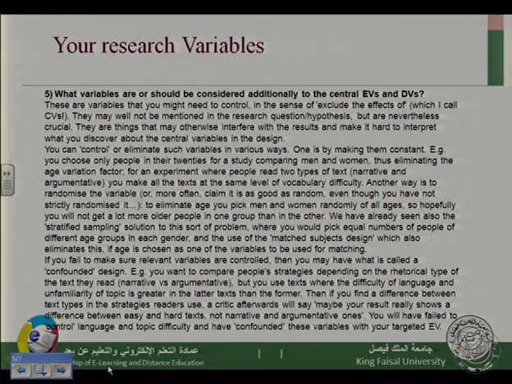Another way is to randomize the variable, or more often claim it as good as random, even though you have not strictly randomized it. To eliminate age, you pick men and women randomly of all ages, so hopefully you will not get a lot more older people in one group than in the other.